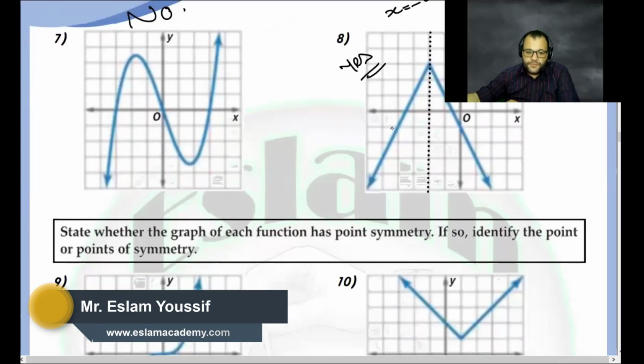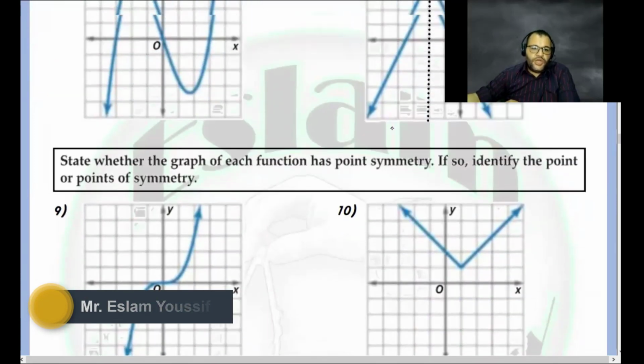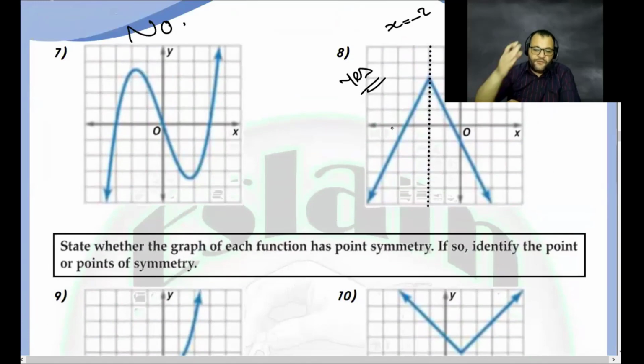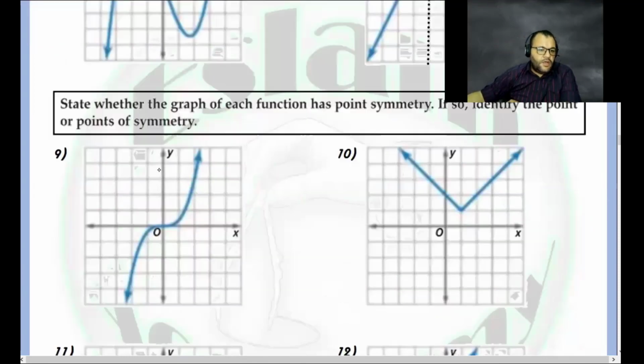Any problem? Okay. So the line of symmetry, now we have, could be a vertical line or a horizontal line. That's the main point that we need to find. Now we need to find the point of symmetry. Is there any point of symmetry for this one? The origin. The point of symmetry will be the origin point.